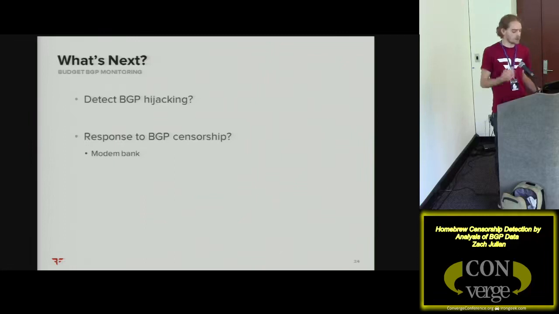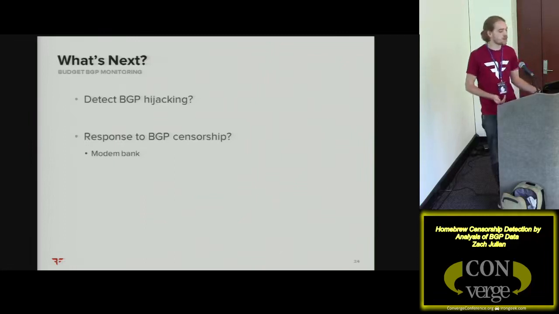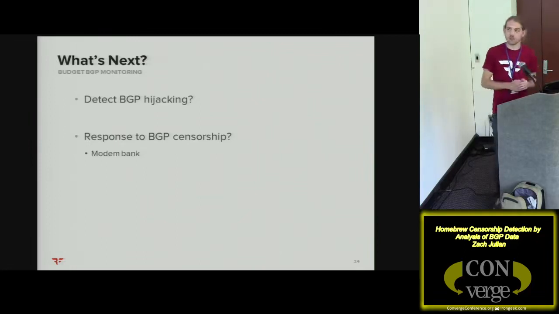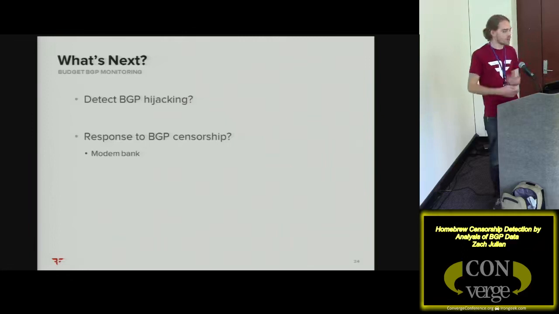But the same concept in the same script could be very easily modified to detect BGP hijacking as well, which, as opposed to censorship, just cutting off the ability to route, you're manipulating BGP in order to either intercept or to force traffic in such a way that you are able to intercept it, or send it to a location that it's not supposed to go.